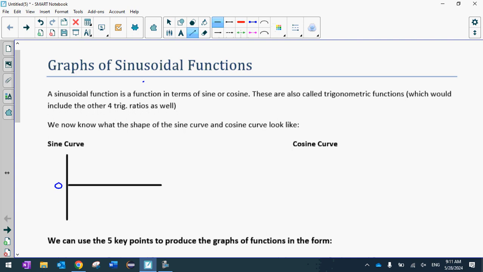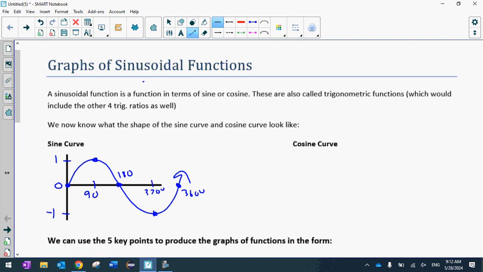Okay, this is 0, this is 1, this is -1. Sine always starts at its axis, and then it goes up. Think about doing a frowny face, and then a smiley face, and it continues like that. And then we have these key points right here. This one is at 90 degrees, this is at 180, this is at 360, and this is at 270.